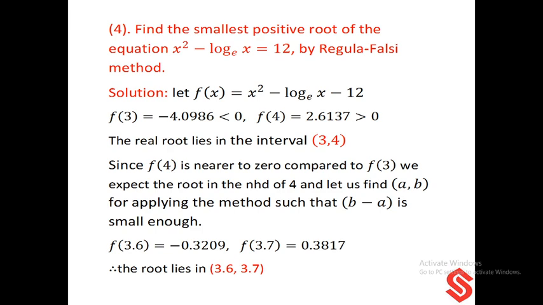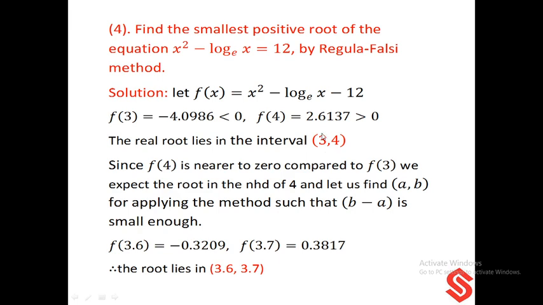If you go on substitute the values of x like 1, 2, 3, etc., we'll get f of 3 as minus 4.0986, negative, and f of 4 is 2.6137, that is positive. So since for these two consecutive numbers 3, 4, the given function f of x has opposite sign, then we say a real root lies in the interval 3, 4.